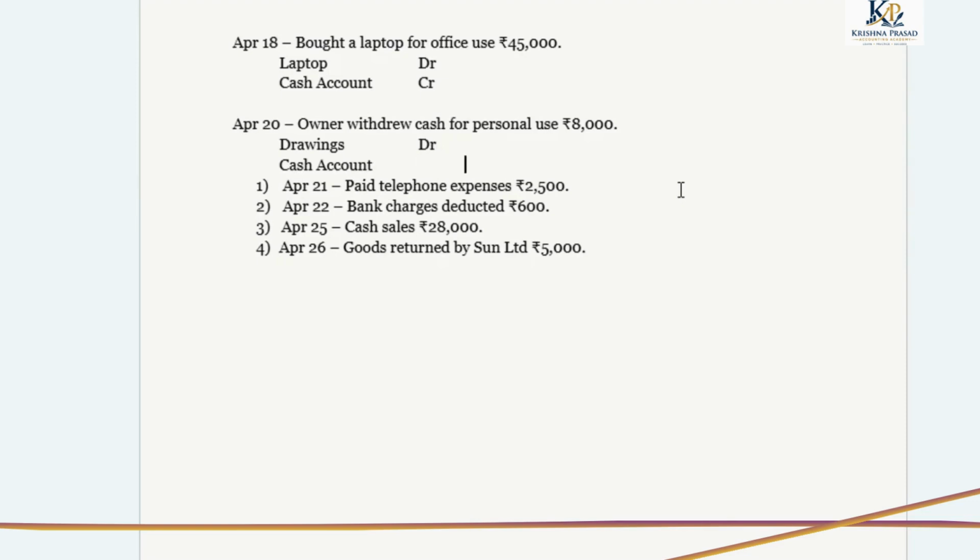Next, cash account. Cash is an asset. It will come under real account. So the real account principle, debit what comes in, credit what goes out. Cash is coming to the business or going out of the business? Going out of the business. That means we need to credit cash.